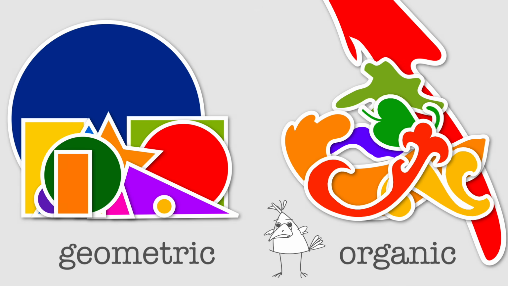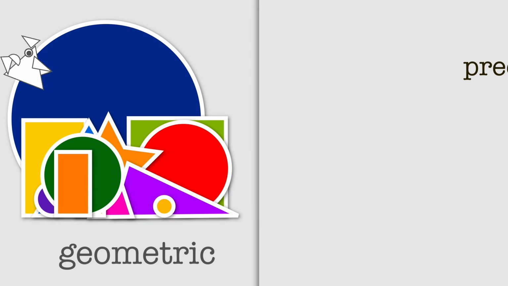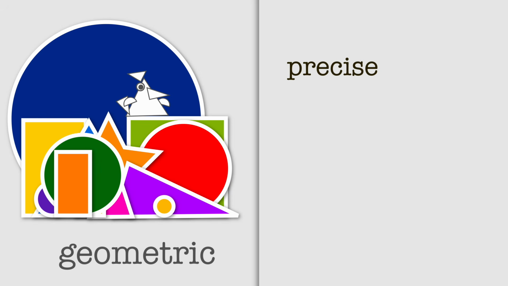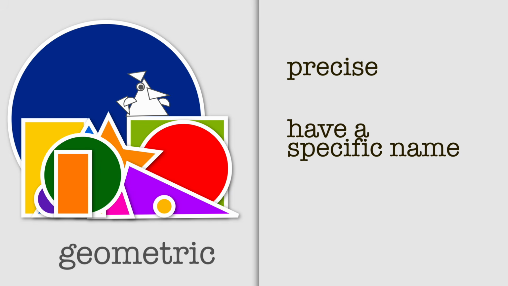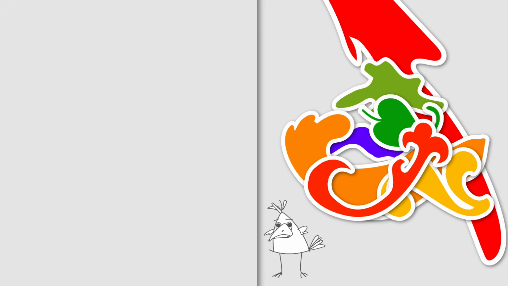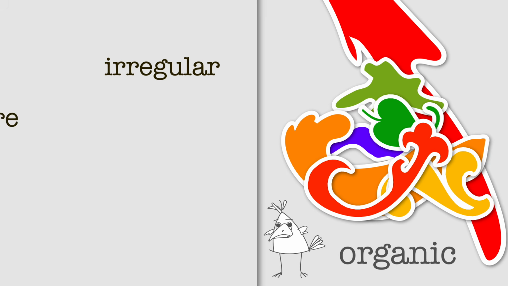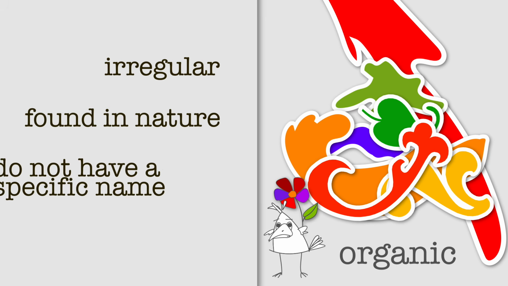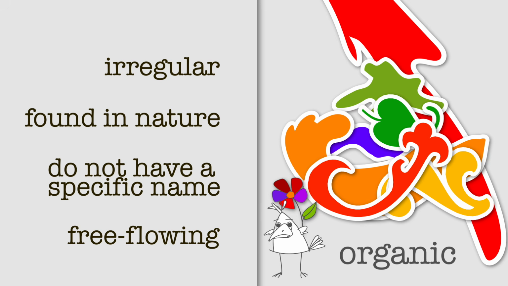So what do we consider as geometric shapes? Shapes and forms that are precise. They have a specific name, like square, circle, triangle, cone, sphere, for example. They're often man-made, even though we find these shapes in nature as well. Most organic shapes and forms are irregular. They can be found in nature, and most of them do not have a specific name. These shapes and forms are mostly curvy and free-flowing.